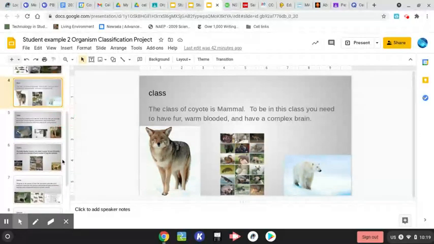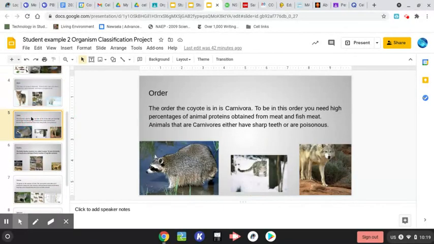And the reason I chose this is because some of the slides I looked at, I could tell the people really just used a lot of jargon from the internet that they didn't understand. So that was another thing that I really looked for. For instance, the coyote is Carnivora. You need a high percentage of animal proteins obtained from meat and fish. So that's a really fancy way that someone wrote on the internet, but really you just have to say they eat meat, right? And carnivores have sharp teeth and or are poisonous.